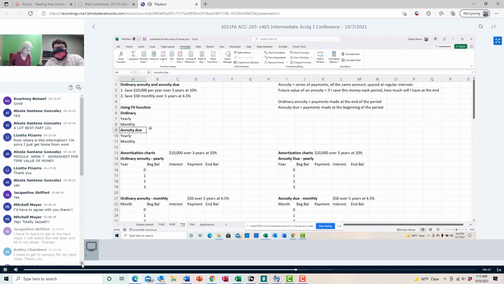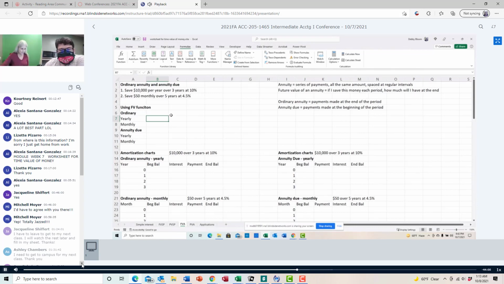So if everybody is ready to go, I am certainly ready to go because annuities are my favorite. I worked in banking for many years and I worked with bond funds and I did all sorts of interest calculations. So I always get in a good mood whenever I have to calculate interest.